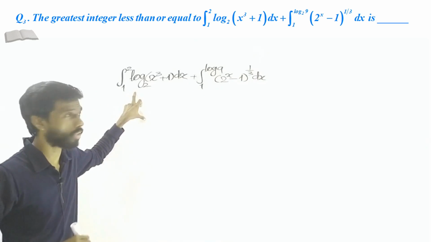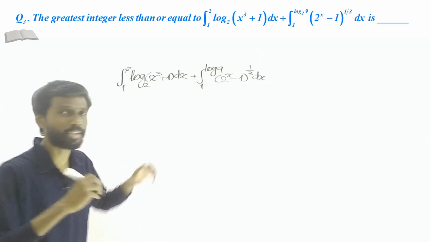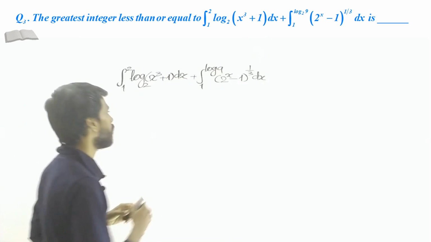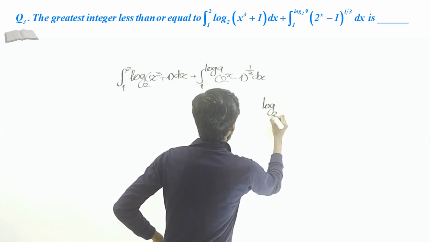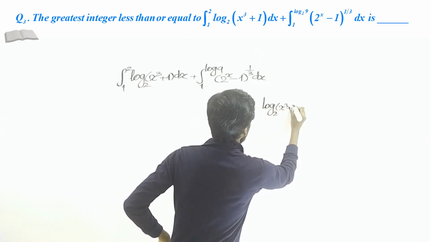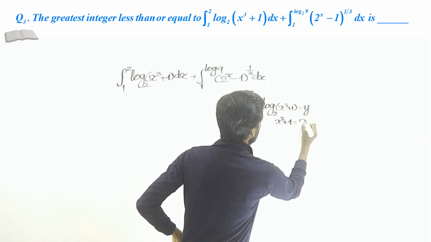This is in terms of log, but this is in terms of exponent. So there is a chance that these two functions are inverse functions of each other, right? So how will you find the inverse? Let us verify this. Let's find the inverse. Say log base 2 of x cube plus 1, if you equate this to y, what do you get? X cube plus 1 is equal to 2 to the power y.